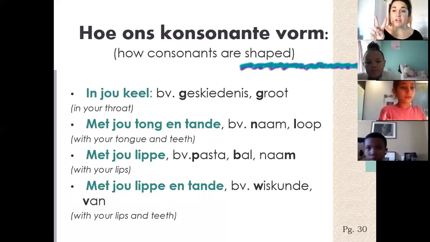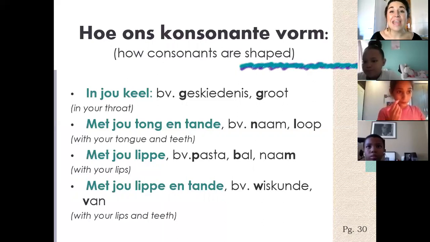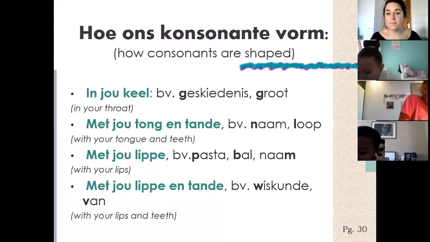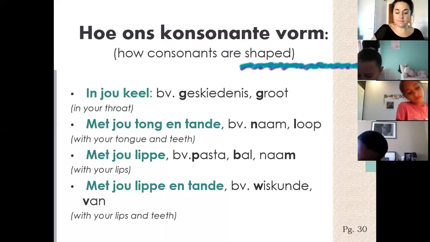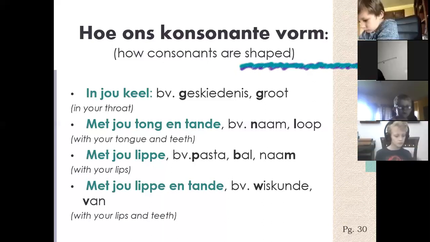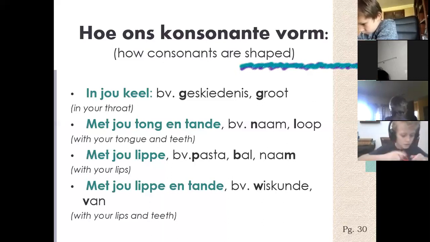Now the second dot says met jou tong en tande, which is your tongue and your teeth. Everyone underline that for me in your book. Met jou tong en tande. You have to underline the first dot in jou keel. And the second dot, met jou tong en tande.